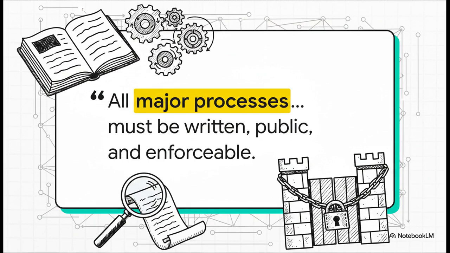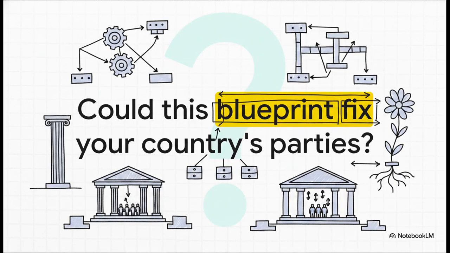End quote. This completely reinforces the core thesis of today's explainer. True functioning democracy doesn't rely on the personal goodwill of politicians. It relies on structural transparency and unbreakable rules. Which leaves us with one final provocative thought. Considering the structures, the safeguards, and the sheer level of accountability built into this design, could this blueprint fix the political parties in your own country? I highly encourage you to think about how these architectural concepts might apply to your own local political realities.